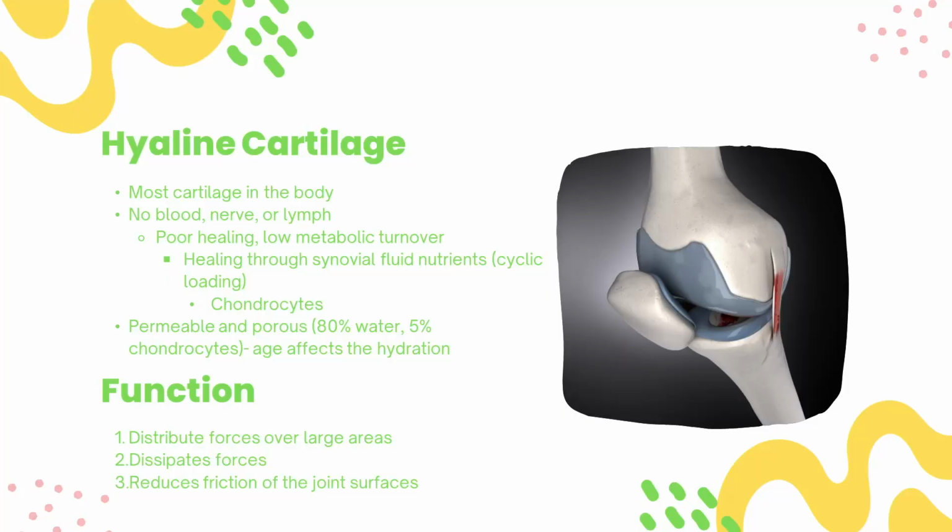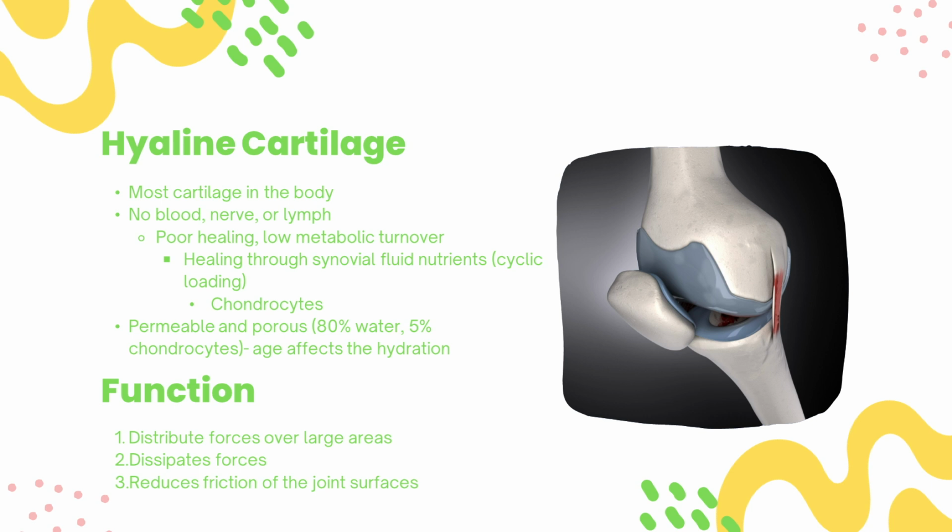When we talk about hyaline cartilage, like I said, this is most of the cartilage in our body. This is the synovial joints. Within this hyaline cartilage, there is no blood flow, there is no lymphatic flow, and there are not any nerves. So when there is injury to the hyaline cartilage itself, we're not really going to feel pain, but there is also going to be a really poor turnover of the metabolism, which leads to really slow and poor healing of that tissue. But the healing doesn't come through the blood itself when it comes to hyaline cartilage.